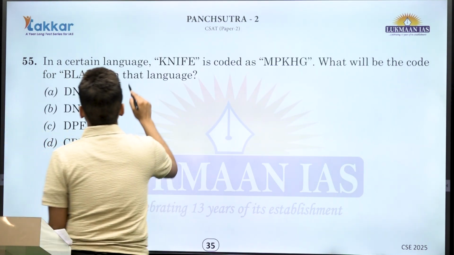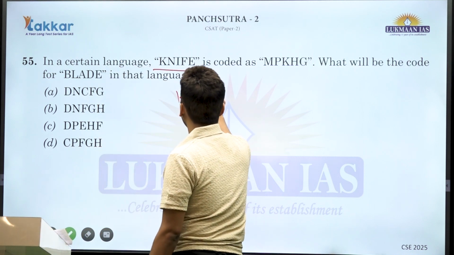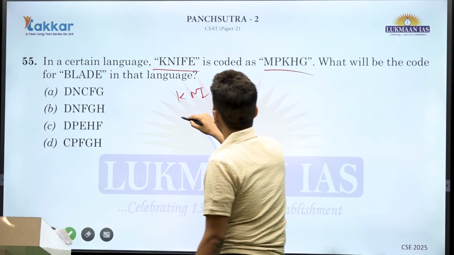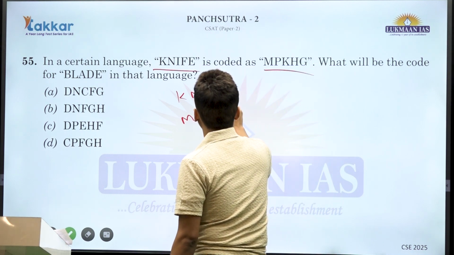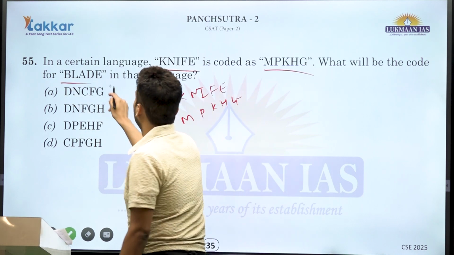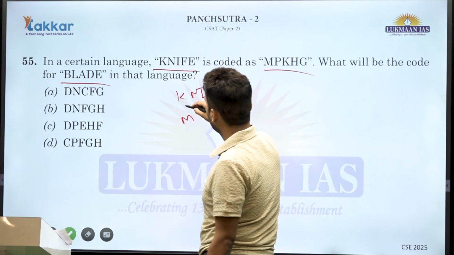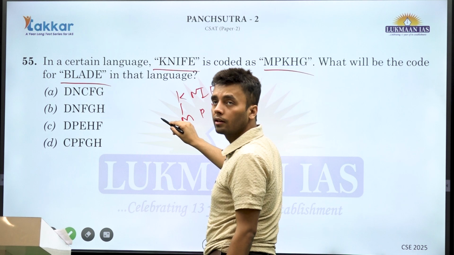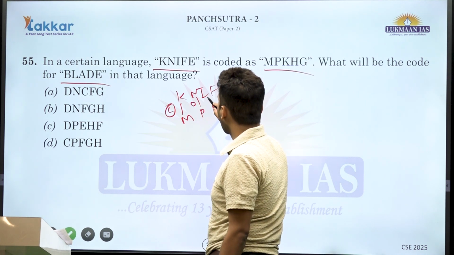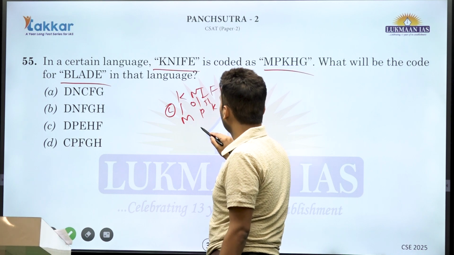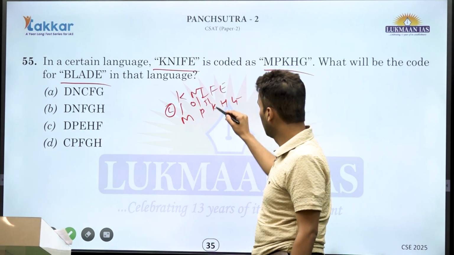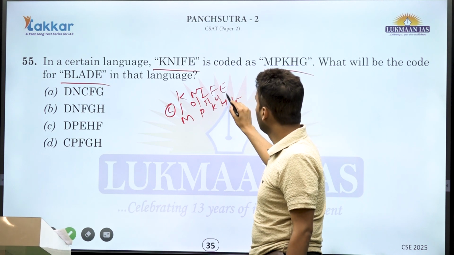Okay. Now let's see this. In a certain language, knife, K-N-I-F-E, is coded as M-P-K-H-G. What will be the code for blade in that language? Now let's see the relation. K, we skipped L. N, we skipped O. I, we skipped J. One unit we skipped to reach the next term. F, G, E.